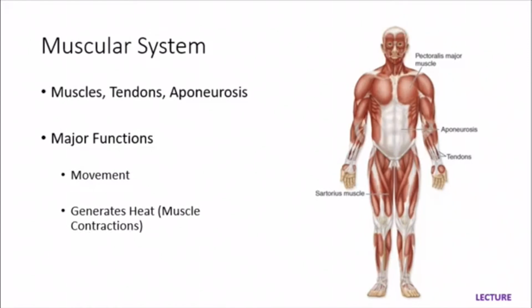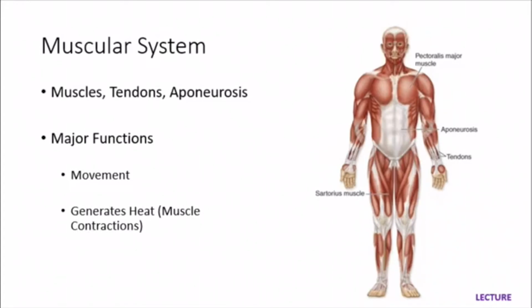The major functions of the muscular system are movement, and they also generate heat through the muscle contractions. To move, that takes a lot of energy. We're going to use a lot of ATP, and to create ATP, you need a lot of biochemical reactions. The law of thermodynamics is going to dictate that every time you transfer energy from one state to another, like you do in biochemical reactions, you're going to lose a little bit by heat. So the muscular system, we're going to generate heat.